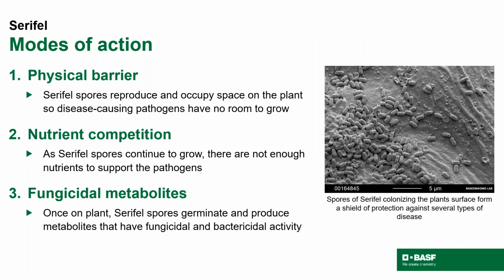So what that kind of explains is Serifel's three key modes of action. The first and second are fairly straightforward. Serifel, when it grows, creates a physical barrier. Serifel spores reproduce and occupy space in the plant, so disease-causing pathogens don't have any room to be there. They don't have any room to grow. With that, Serifel spores will continue to grow, and then there are not enough nutrients to support the pathogen. So the Serifel spores take up all the nutrients.